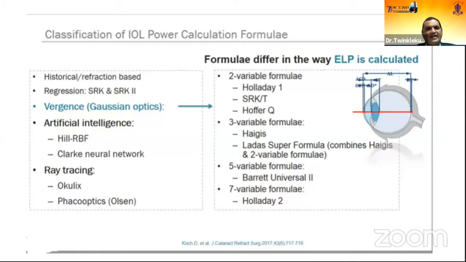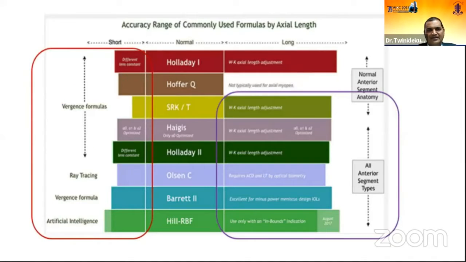To get rid of that, many formulas have come up, like the Gaussian optics formulas from the third generation, such as Hoffer Q, SRK/T, and Holladay 1, which use two variables. Over time more and more variables were added: Olsen introduced the anterior chamber depth, Barrett introduced the lens thickness and white-to-white measurement, and Holladay introduced the age factor and the pre-existing refraction. All these formulas increased the variables to get a better and better calculation of effective lens position. We have been using these regularly for many years.